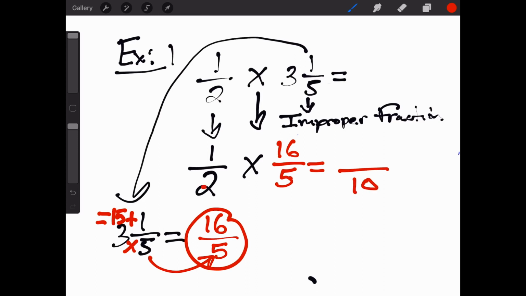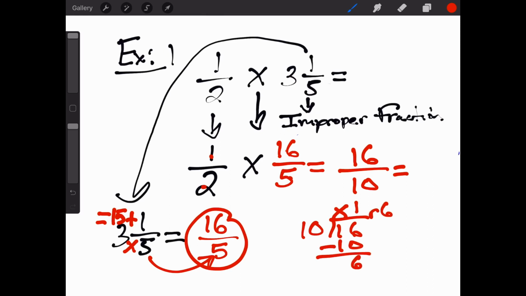2 times 5 is 10, and 1 times 16 is 16. You have an improper fraction. Obviously, you cannot leave it that way. So you can put the 10 on the outside, 16 on the inside. 10 does not go into 1. 10 into 16 goes once, and you get remainder 6. Your first dot is going to be your denominator. Your second dot is going to be your whole number, and your third dot is going to be your numerator. Then you have another step. You have to always simplify and put it in lowest terms.